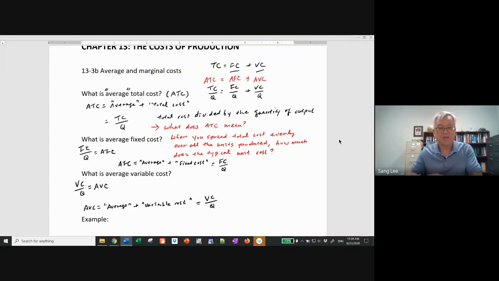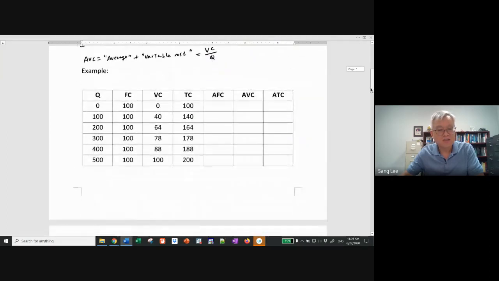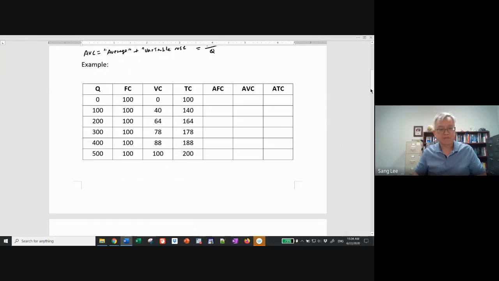Okay, so now let's apply our understanding to complete this table. The first column shows levels of output. The second column is fixed cost, and the third column shows variable cost. And the fourth column is total cost, which is simply fixed cost plus variable cost. Can you confirm that?